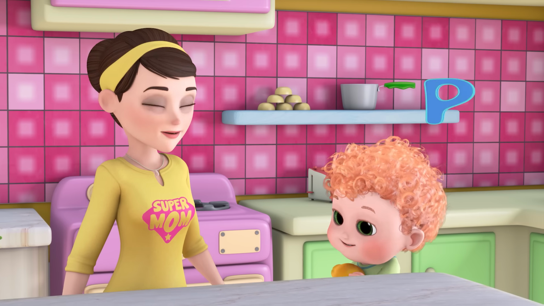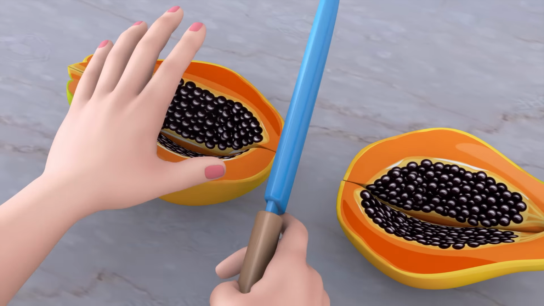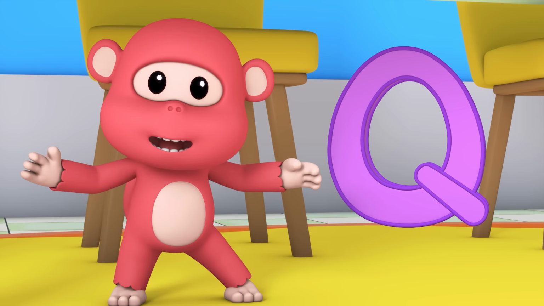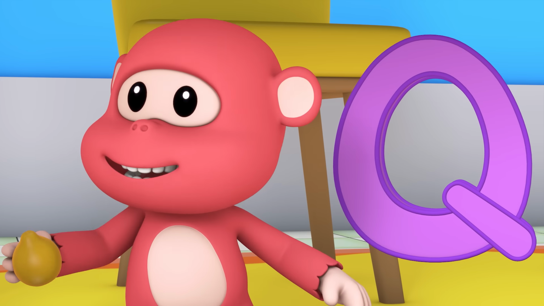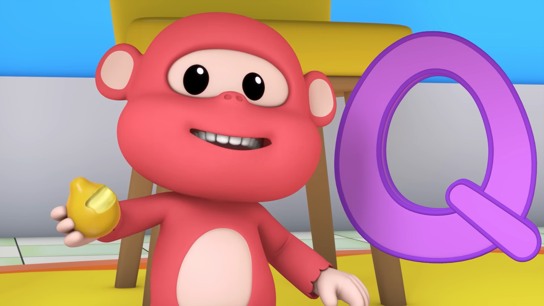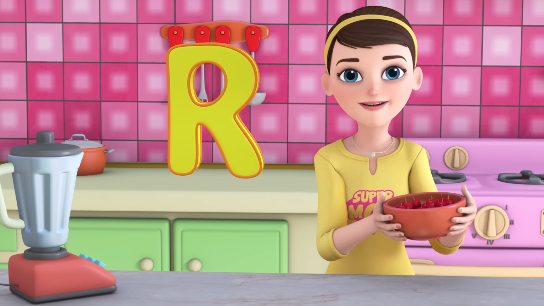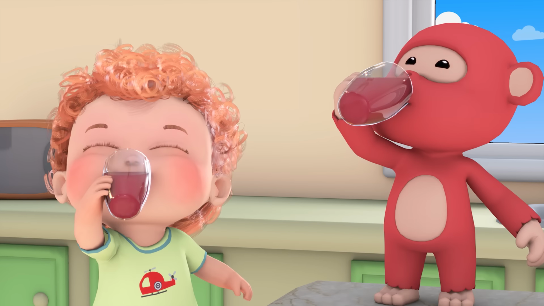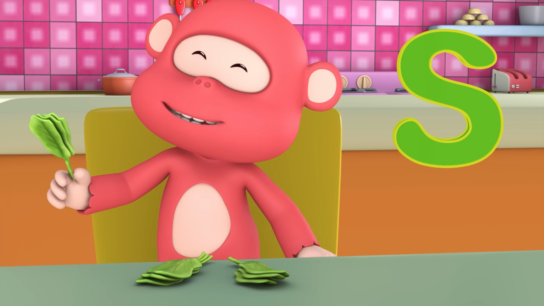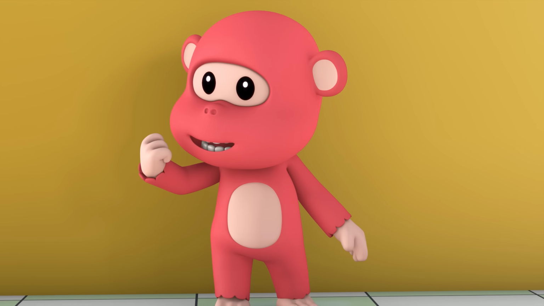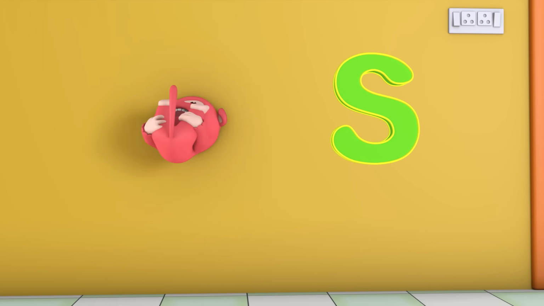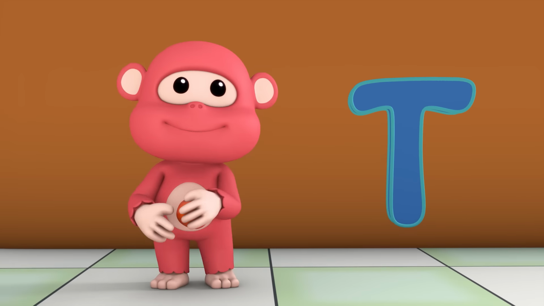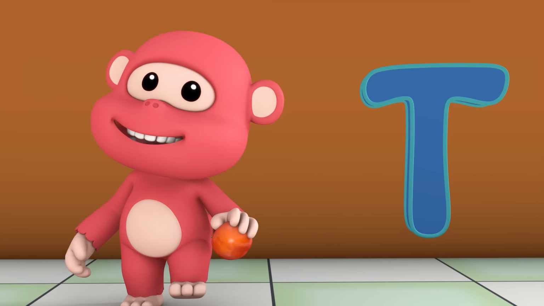P is for papaya, p-p-papaya. Q is for quince, qu-qu-quince. R is for raspberry, r-r-raspberry. S is for spinach, s-s-spinach. T is for tomato, t-t-tomato.